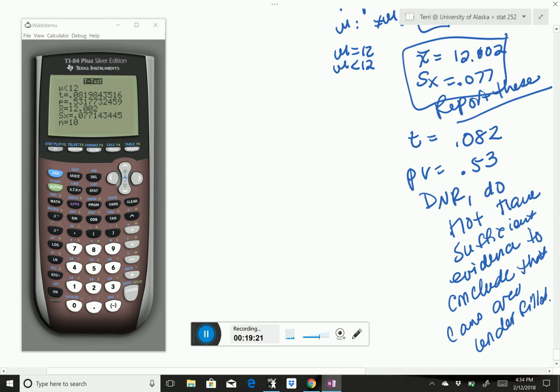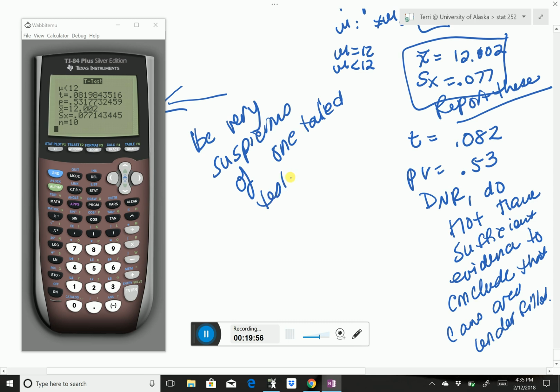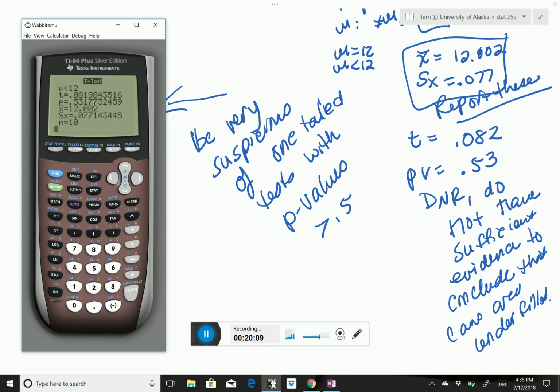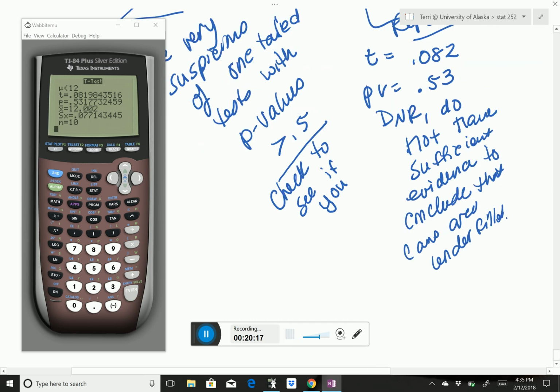Now this one is one of those silly ones where you're like, well, of course it's not. My average was over 12, so how can I prove that it's underfilled? That happens sometimes. If you have a lot of data and you run the test, even if you try to do a left-tailed test, it may come out with a really high p-value. However, I want you to be very suspicious of one-tailed tests with p-values greater than 0.5. I'm not saying never do it. I'm not saying it can't be right, because in this case it is correct. But be suspicious. Check to see if you turned around the less than or greater than sign.